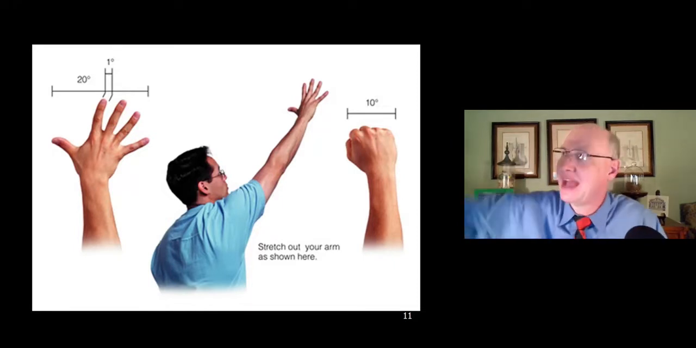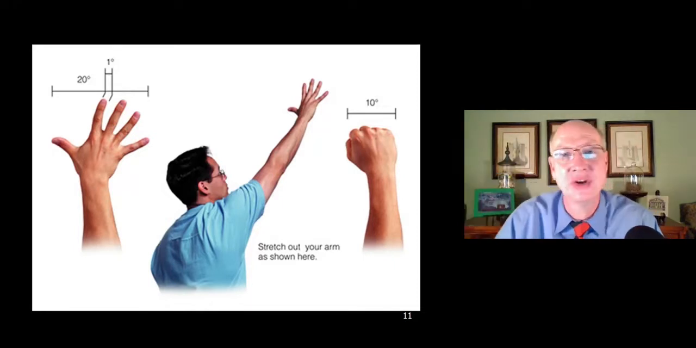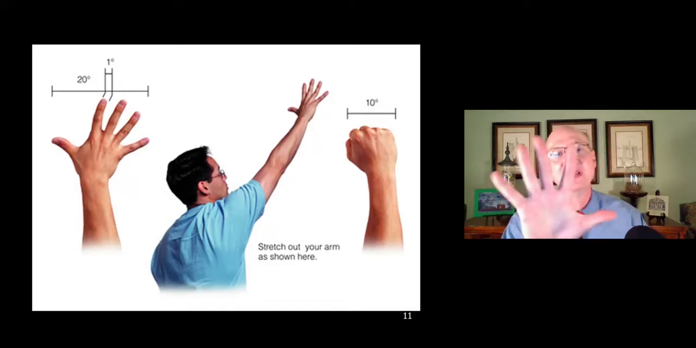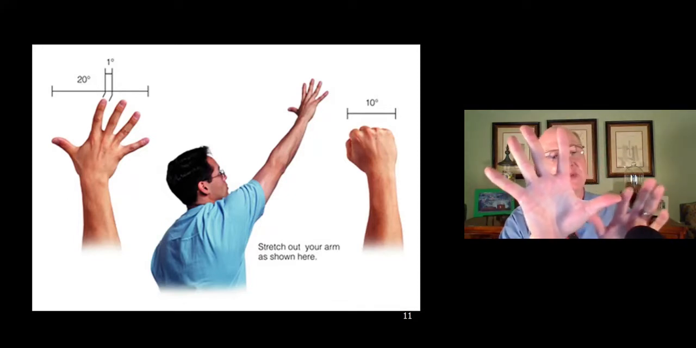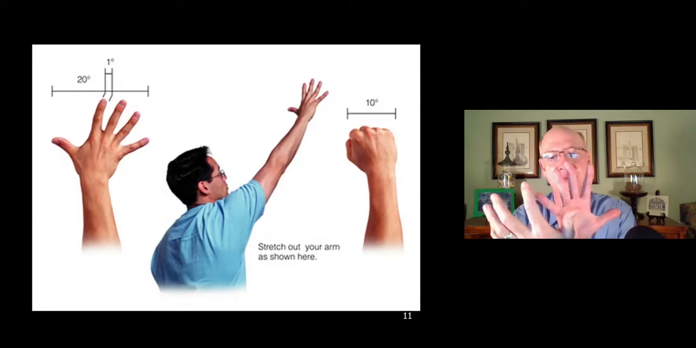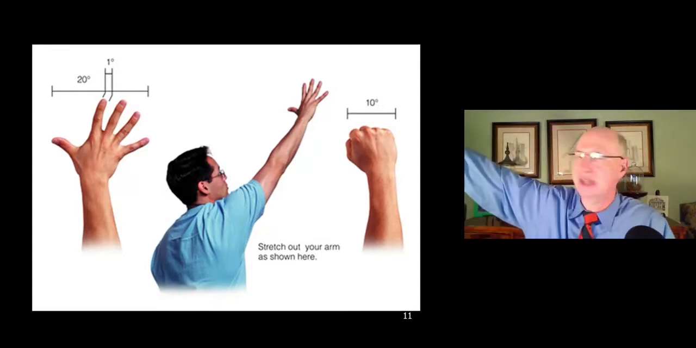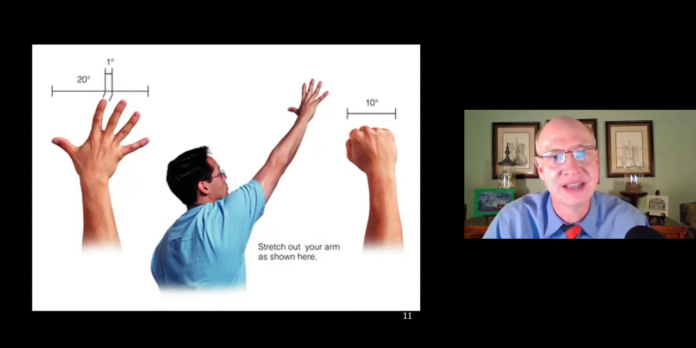Your fist held out at arm's length is about 10 degrees across. And if you extend your hand like this, from the tip of your thumb to the tip of your pinky, held out at arm's length, is about 20 degrees in the sky.